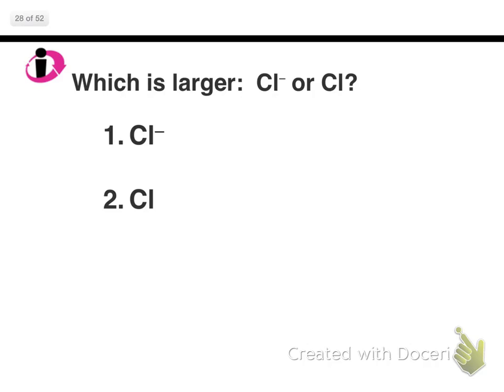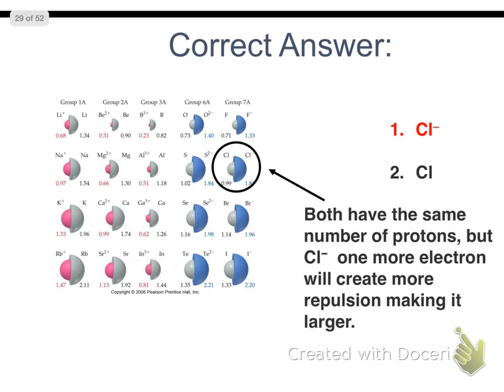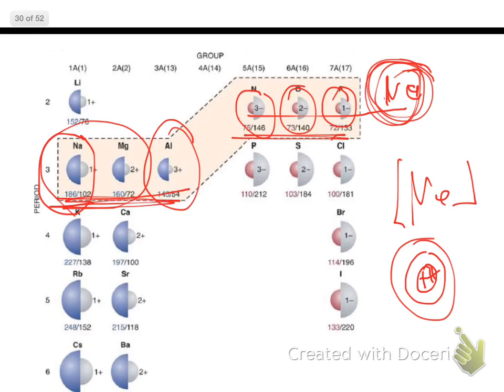How about chlorine? Which is going to be larger, the chlorine minus or the chlorine atom? Think about it. If you said the chlorine negative is going to be larger, you were right, because remember, we're adding more electrons, which is increasing the repulsion, causing them to be further apart, and therefore the ion becomes bigger. All right, that's going to do it for us on ion sizes.